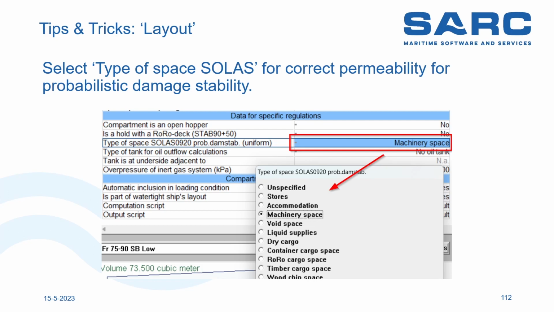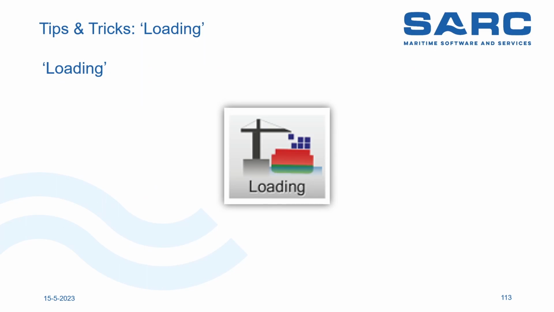The type of space for SOLAS compartments can be set here. I selected machinery space, which isn't the best example because machinery space has a permeability of 85%, but a dry cargo hold has different permeabilities along the drafts. So you can set it here. Any questions regarding this? Yeah?